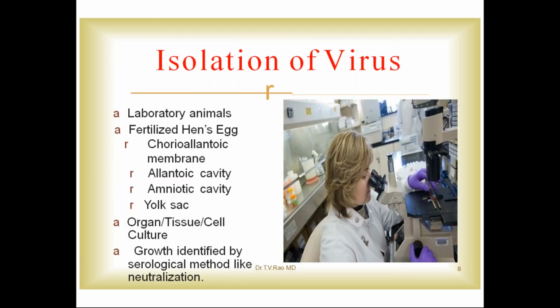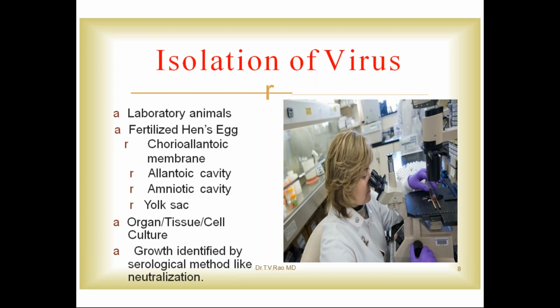Next, coming to the isolation of the virus, how to isolate: laboratory animals. We have to use the laboratory animals. Already I told, we have to inject the inoculum, the infected material, into the mice or some rabbit, some guinea pig, some chimpanzees, etc. And we have to observe for the disease process in the animals.